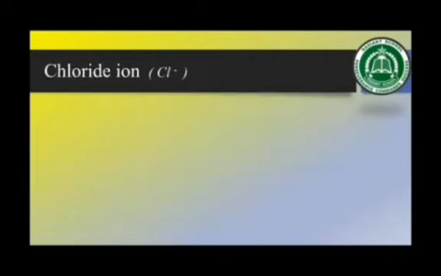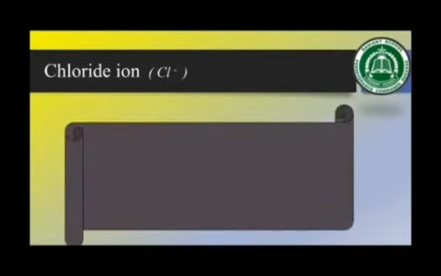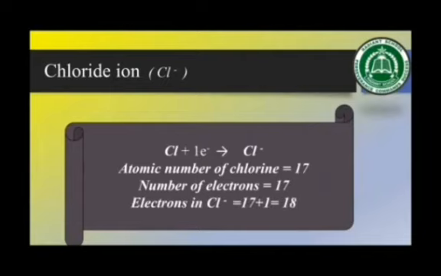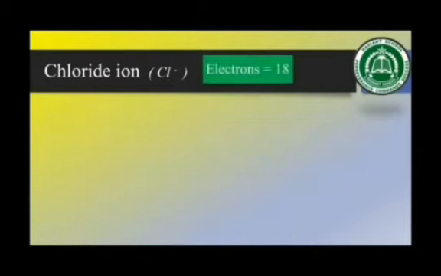Next one is the chloride ion. How is the chloride ion formed? It is formed by gaining 1 electron. The atomic number of a chlorine atom is 17, so it has 17 electrons. But when it gets an electron, it will become 18. So electrons in the chloride ion equal 17 plus 1. Plus 1 means an electron is added. So these are 18 electrons, and we will go for 18 electrons.